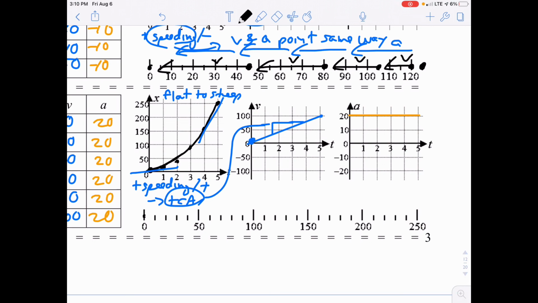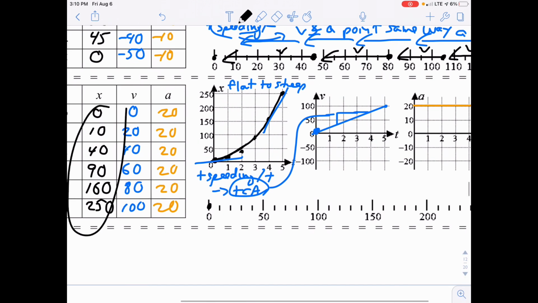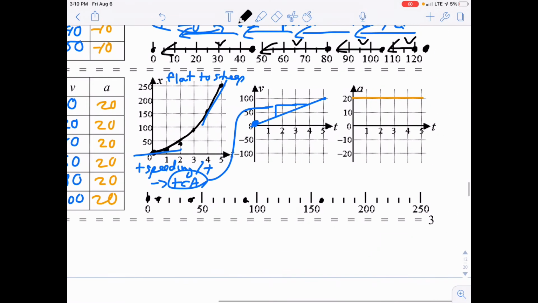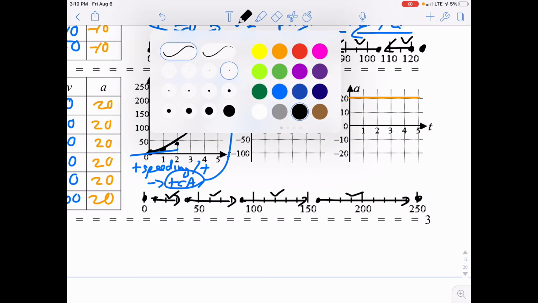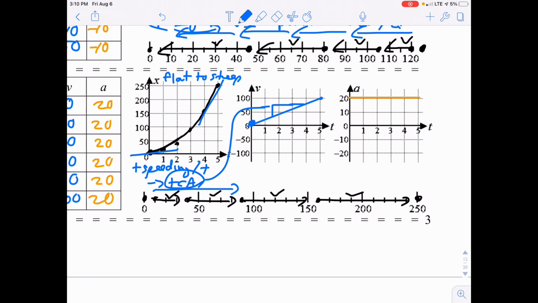So plot all your positions. So we're at 0. Just plot your positions here. 0, I'm at 10, then I'm at 40, then I'm at 90, then I'm at 160, then I'm at 250, right? And so start from rest, so no arrow. Then my arrows will get longer, like that. Okay, those are my velocity vectors, getting longer and longer. And my acceleration vectors should be constant. I'm making them really long because I've got a large acceleration of 20 and they're pointing the same way.